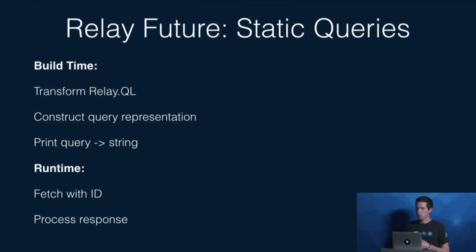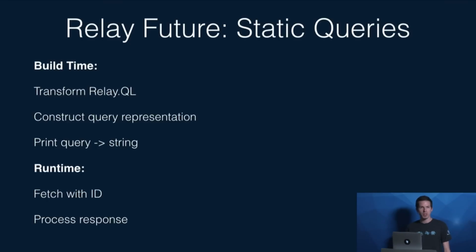We're able to express everything we need to about a relay query statically, 100% statically, which means we can construct the query at build time, print it to a string, save it in a database, assign it an ID, and then at runtime, we can just send a simple ID and variables up to the server and process the response. We're also looking at a few things where we can basically compile and possibly optimize that query to make that processing step faster because we had more information available at static time.